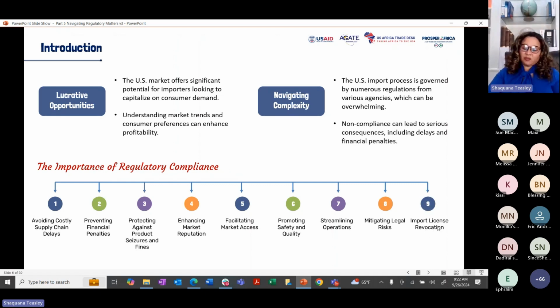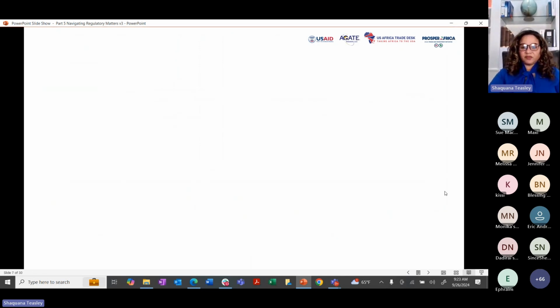And then the last thing, which is the most severe, is the revocation of an import license. That is very real. I tell people this all the time. Just like a driver's license is a privilege, it is not a right, and neither is importation into the US market. The import license can be revoked from an importer of record, prohibiting them to import goods into the United States. And we want to never have that happen.